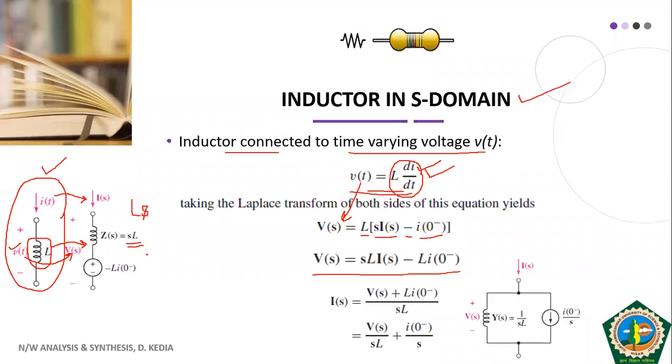Okay, and we know that initial conditions do remain present in case of inductor and capacitor. So this is, you can say, the initial condition, that is minus of Li0. So this is minus of Li0. And a voltage source has been represented like this. So you can see here that your inductor will be represented by a series combination of Ls and a voltage source whose value is minus Li0.